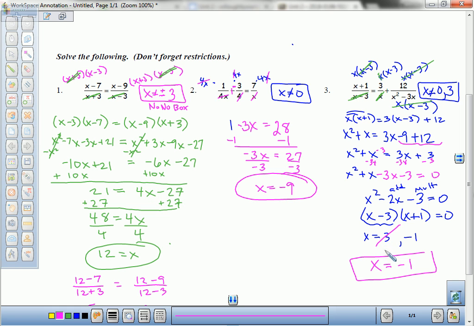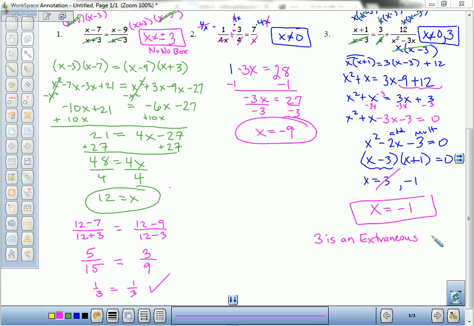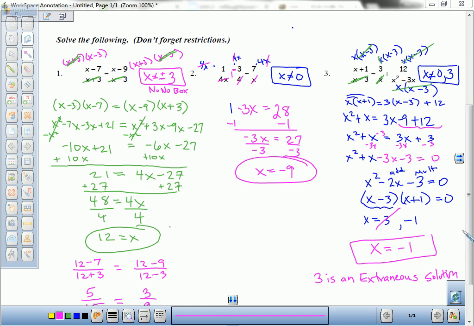What was that funny name we called an answer that we get that's not really an answer to a problem? 3 is an extraneous solution. Oh, I hate spelling. That's correct though. This is a lot. It feels like a lot. It looks like a lot.